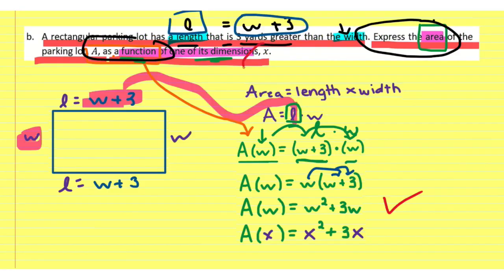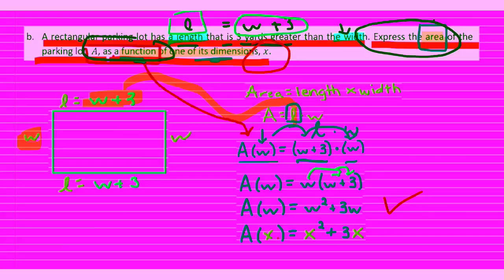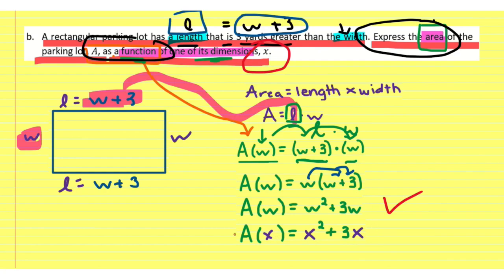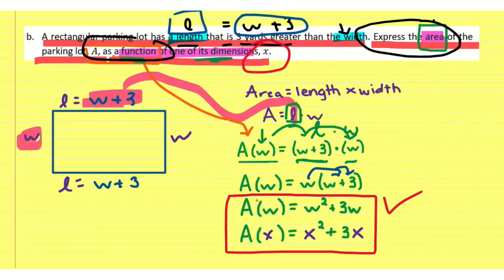And then because they wanted me technically to use an x, I have replaced the dimension W with the x. So the x is now representing the width. So either one of these, in my opinion, are the correct answer. One is using W as the variable, and the second one is using x as the variable to represent the width.